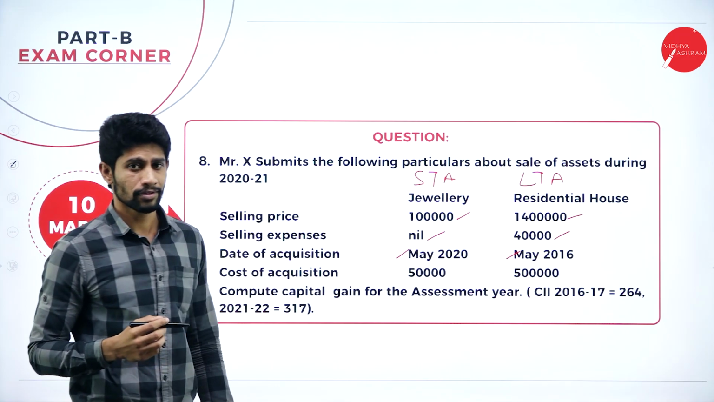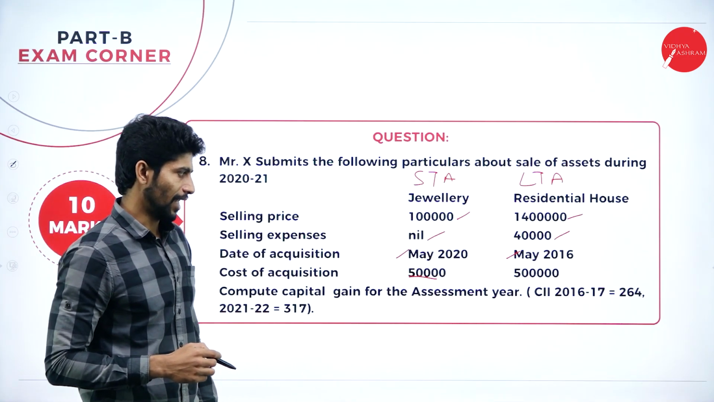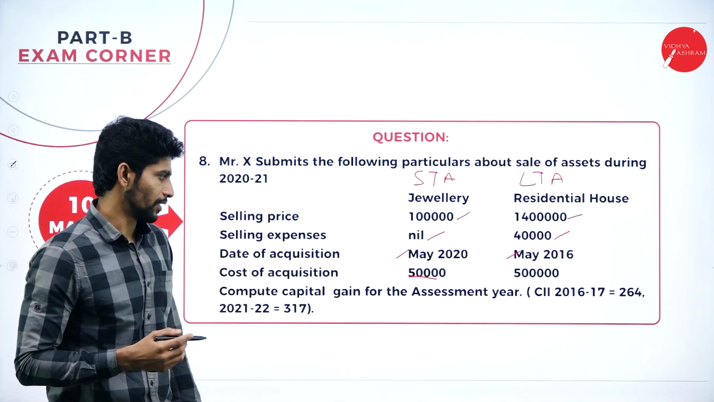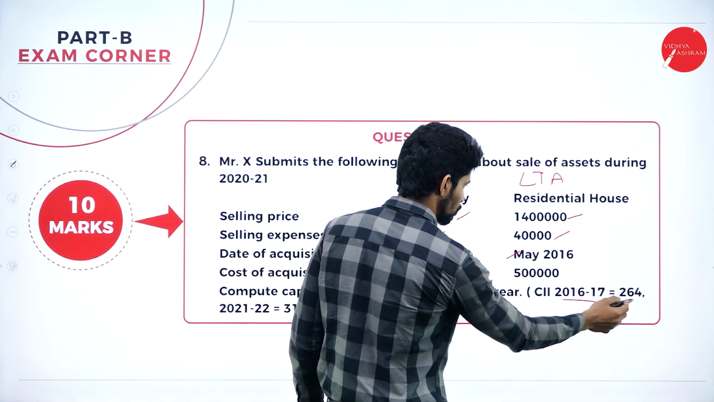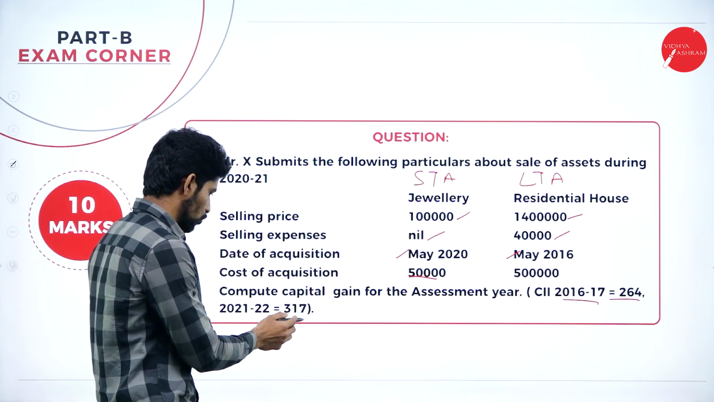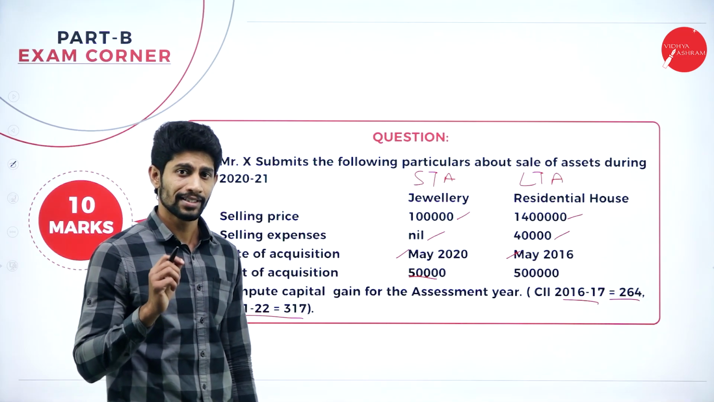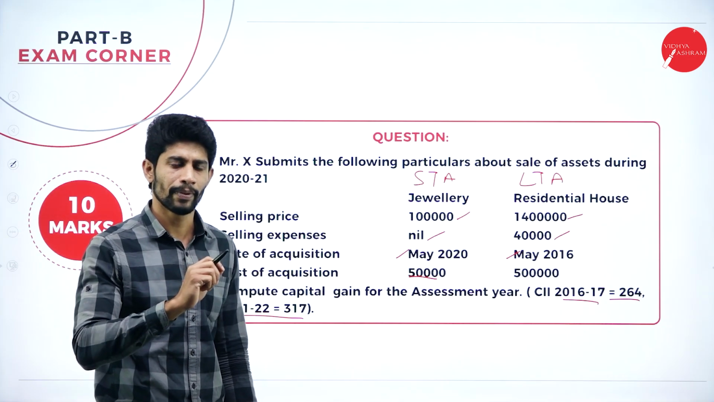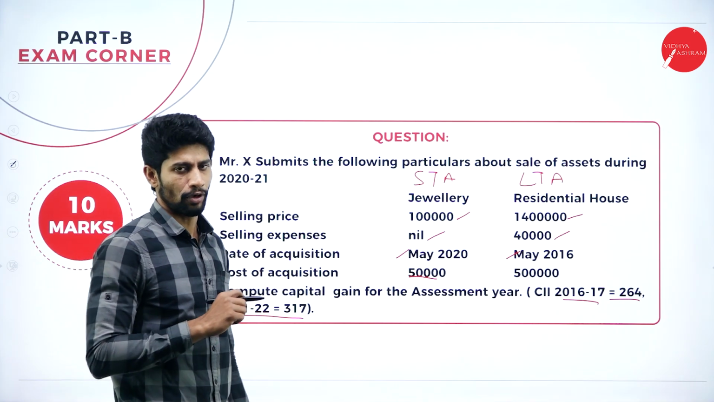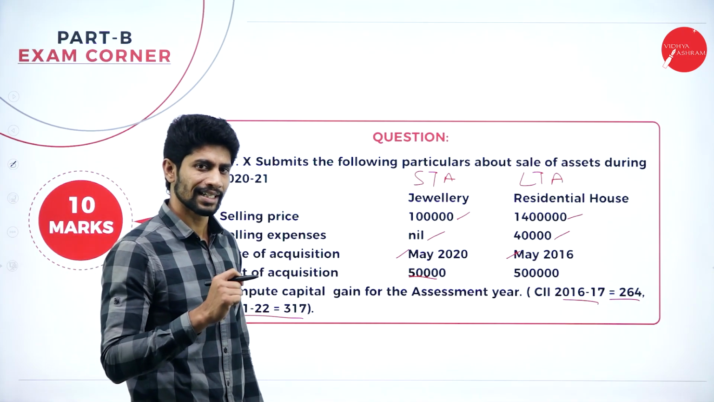Next, cost of acquisition is how much? Jewelry 50,000 and residential house 5 lakhs. And the cost inflation index is given. For 2016-17 it is 264 and for 21-22 it is 317. So the CII value will be given in the problem itself. You need not worry, you need not memorize it. So by using this information, you are supposed to find out the income from capital gain.